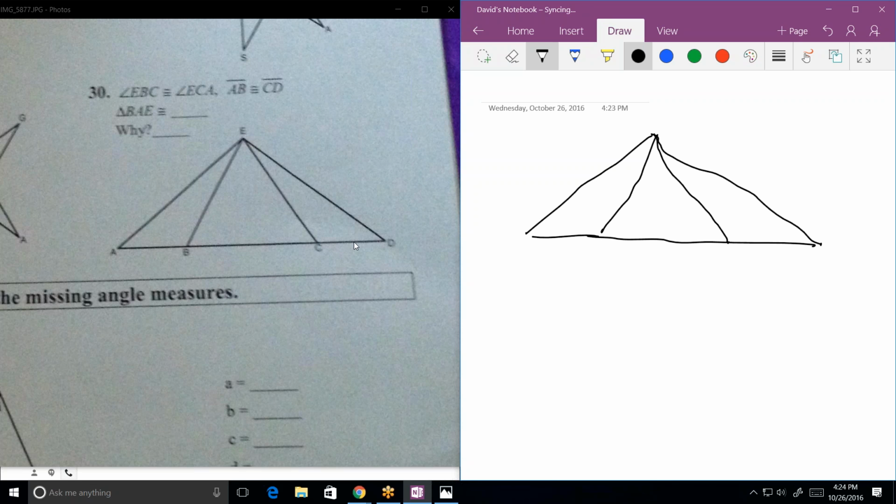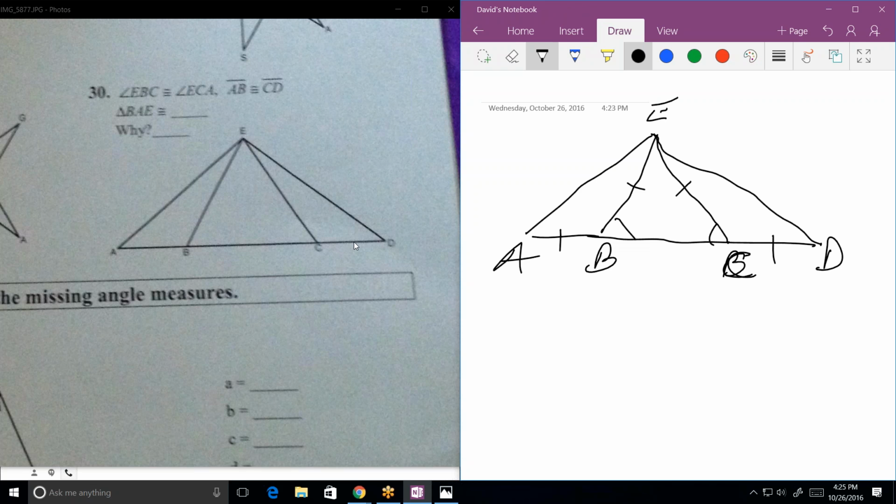And it's by a similar strategy. Here, E, B, whoops, B, C, and A and D. So ECA is congruent to EBC, makes that an isosceles triangle. It means that's congruent to that. And AB is congruent to CD.